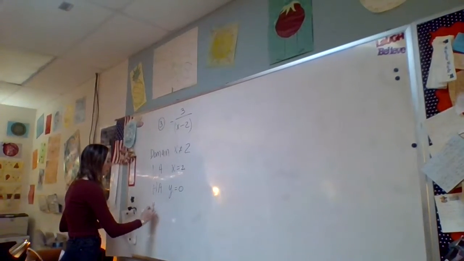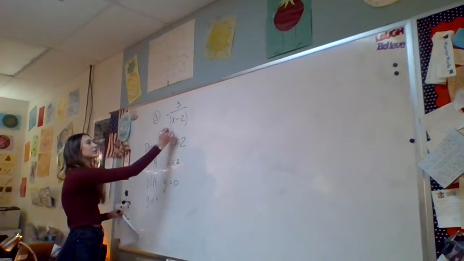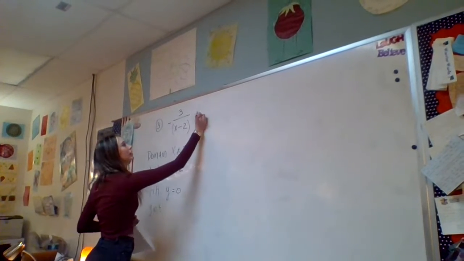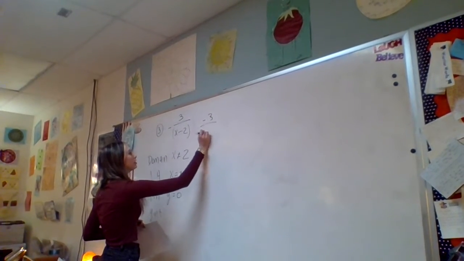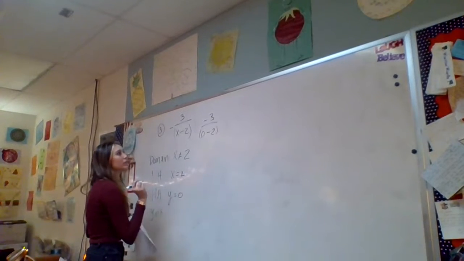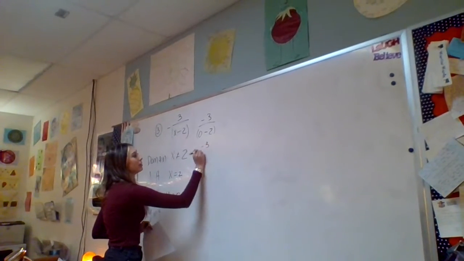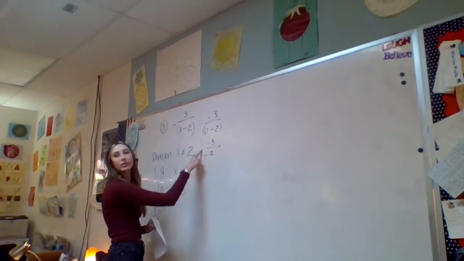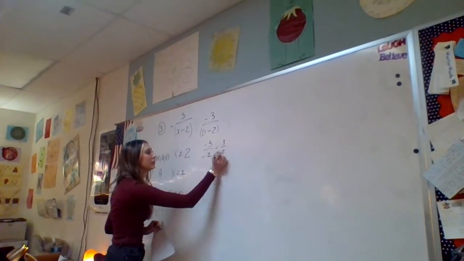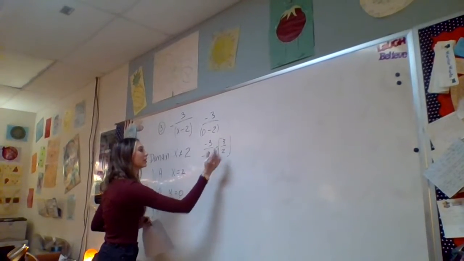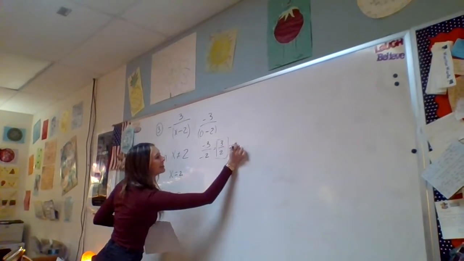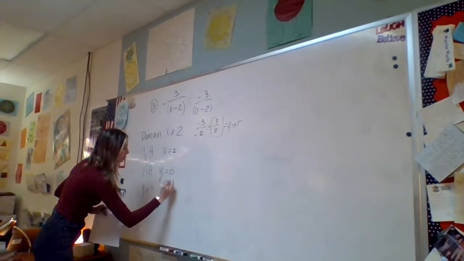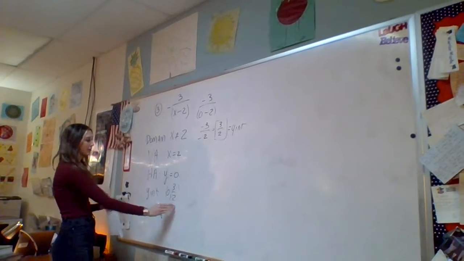For our y-intercept, we put zeros in all of our x spots. So we have negative 3 over 0 minus 2. That gives us negative 3 over negative 2, and the negatives cancel, so we get 3 over 2. So this is our y-intercept, 0 and then 3 over 2.